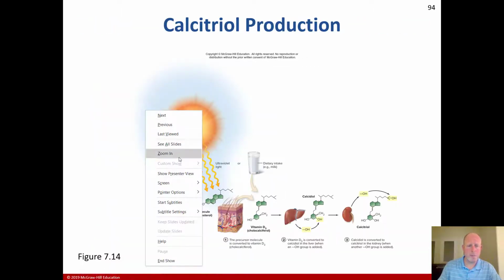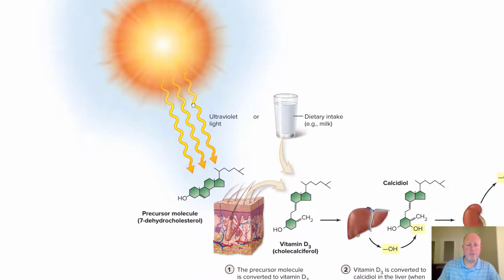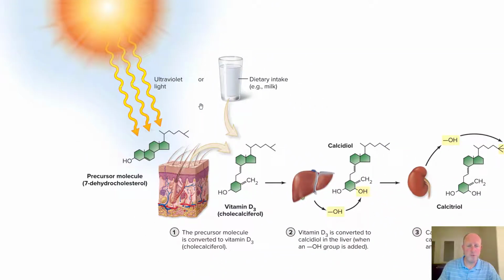So taking a look here. Sun gives us UV light, predominantly UVA and a little bit of UVB, and our precursor molecule, 7-dehydrocholesterol, is involved along with that UV light. The precursor molecule is converted to vitamin D3, cholecalciferol. And you can also obviously get vitamin D, I should say, from milk.